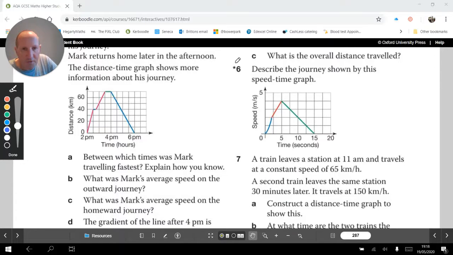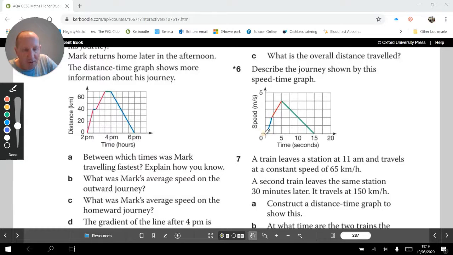So I'll move on to 6, because it's got quite an interesting bit here. Again, it's a speed time graph, so the change in the line is the acceleration. But again, it's got a terrible scale, going across in 5s like that. Hard to read off precisely. So give yourself a little bit of leeway when you look at the answers on the back. Anyway, describe the journey shown by this speed time graph.